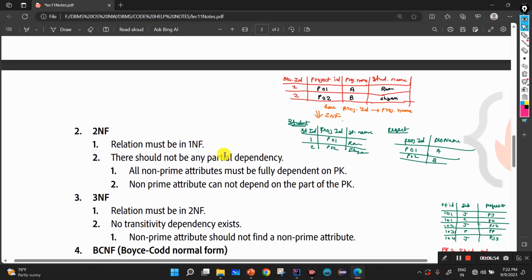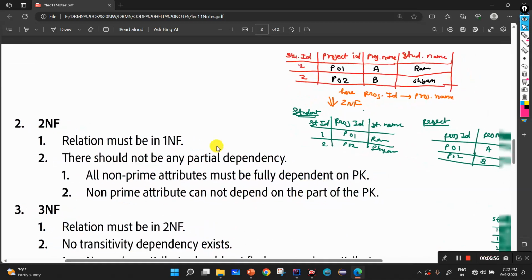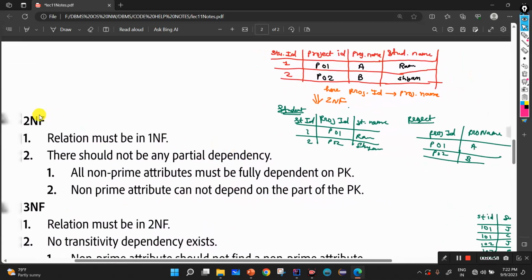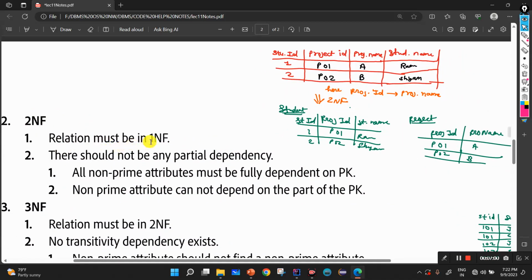Now 2NF. What is 2NF? 2NF says the relation must be in 1NF. If you are converting into 2NF, it is a must that our relation should be in 1NF. 1NF is mandatory. There should not be any partial dependency. All non-prime attributes must be fully dependent on the primary key. A non-prime attribute cannot depend on another non-prime attribute.